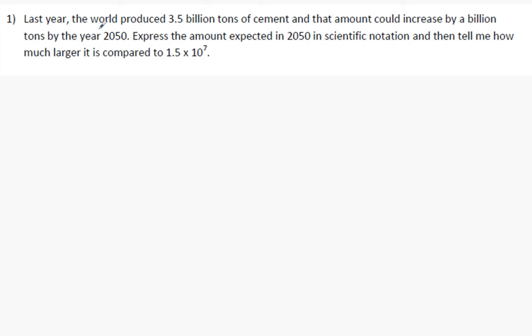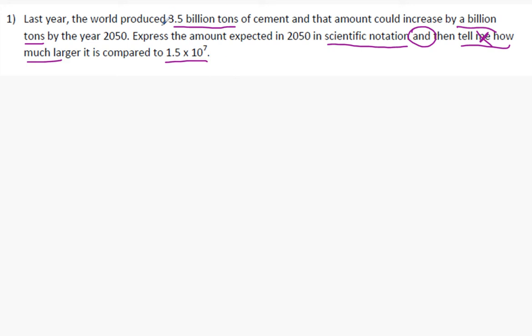Let's just start. So number one, we produced 3.5 billion tons of cement. This is probably important. That amount could increase by a billion tons more by 2050. Express that amount in scientific notation and tell how much larger it is compared to this other number.